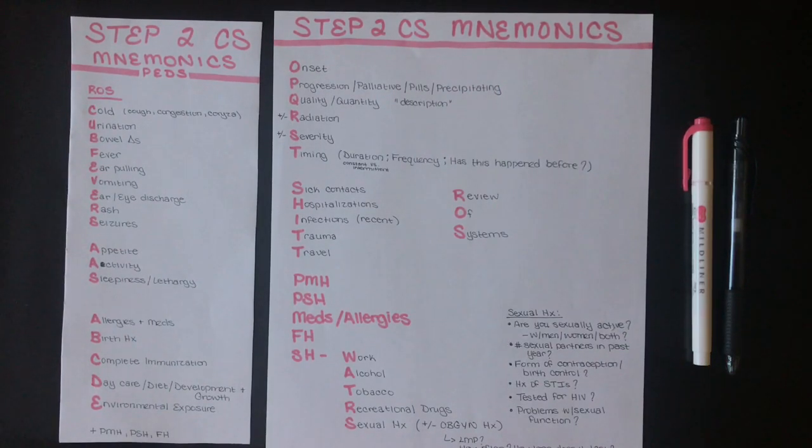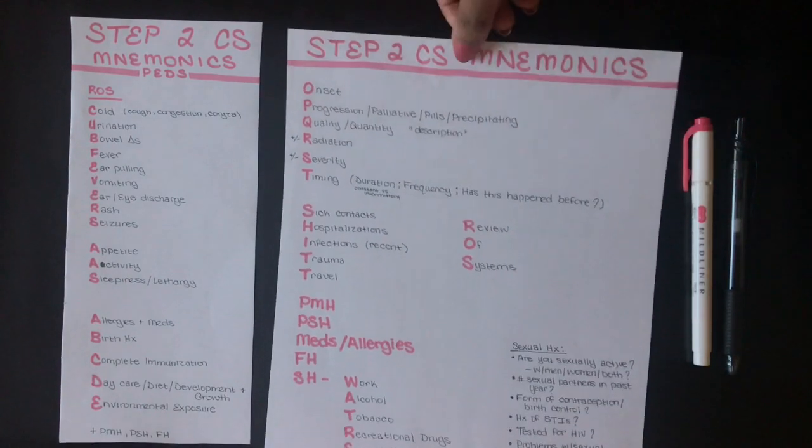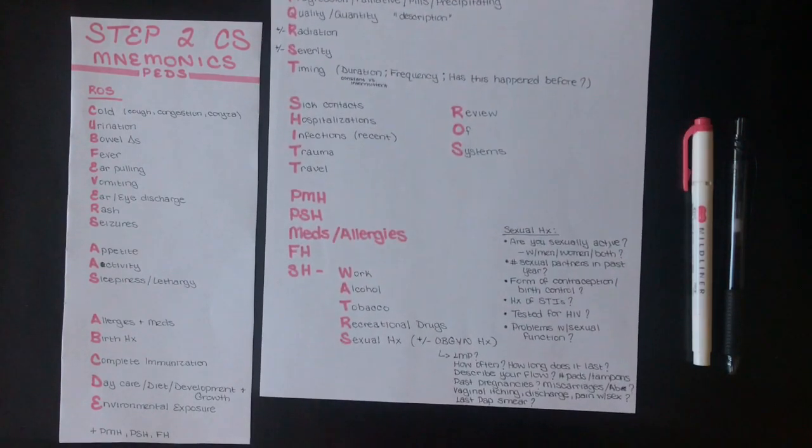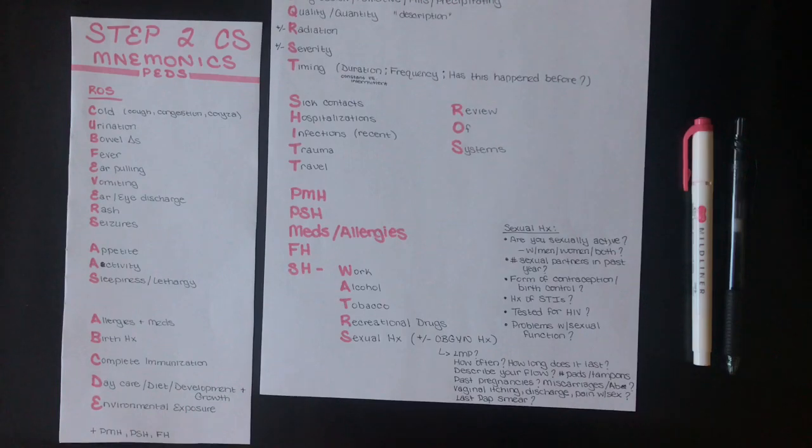Then the next mnemonic that I came up with to round out the HPI would be SHIT with two T's. That's SHIT, S-H-I-T-T. Ask about sick contacts, hospitalization, recent infections, if they had any trauma recently, especially for somebody coming in with abdominal pain or a headache. And then ask them if they traveled recently, for somebody coming in with something where maybe you're thinking of an infectious etiology or a PE or a DVT.